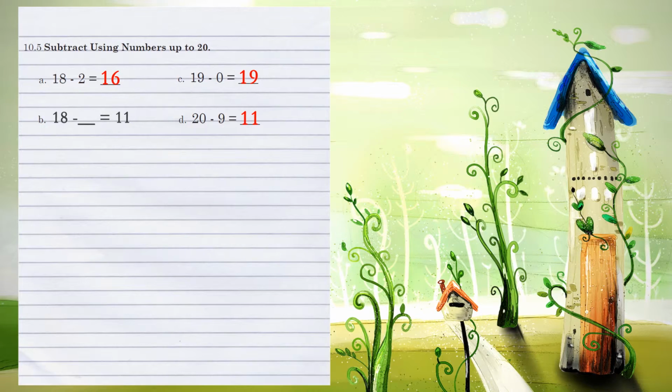Example B, 18 minus what number equals 11? We've seen this problem before, but let's try a different technique here. We can always work backwards from 8 to 1. So we have 7, 6, 5, 4, 3, 2, 1. How many numbers did we move back? 7 numbers. So we subtracted 7.